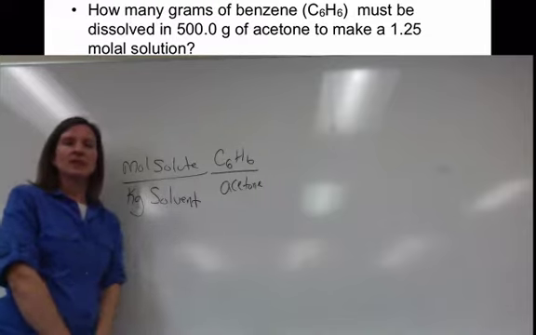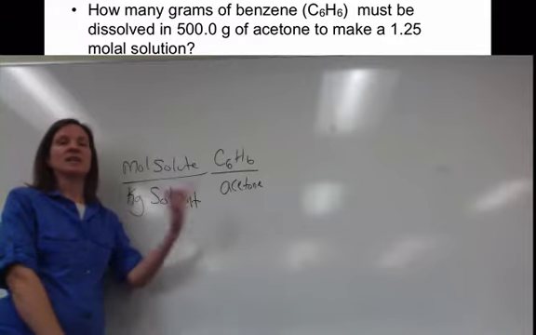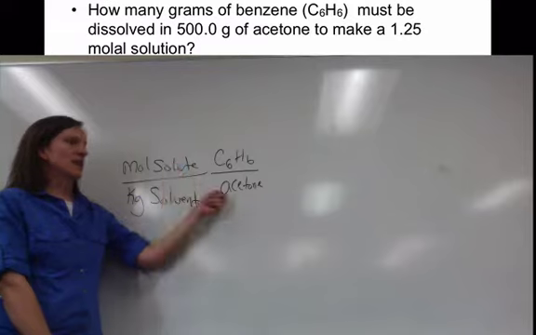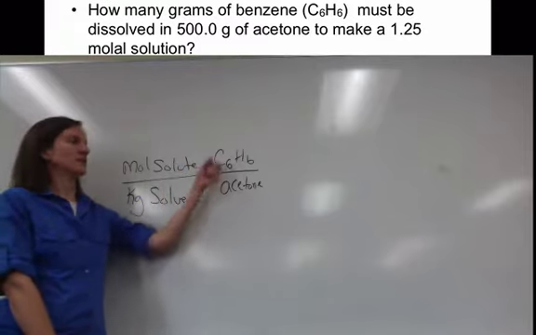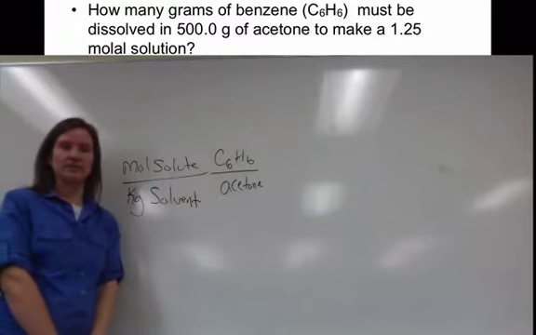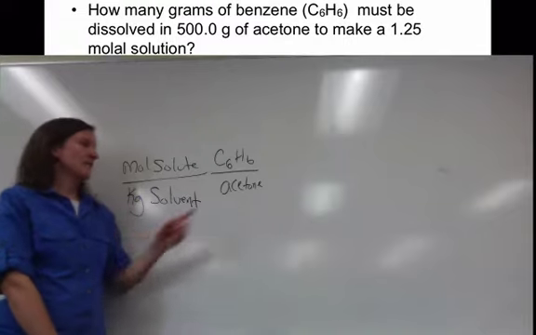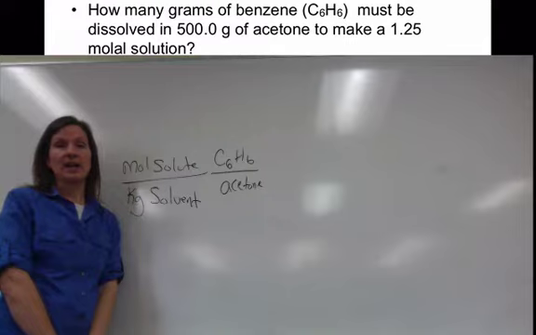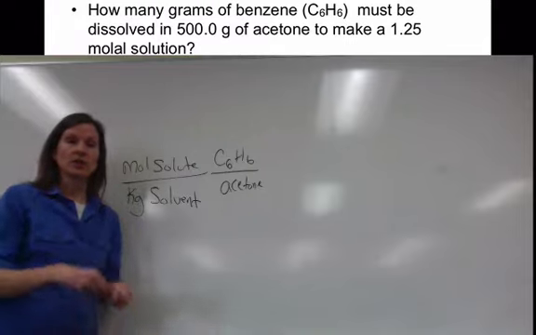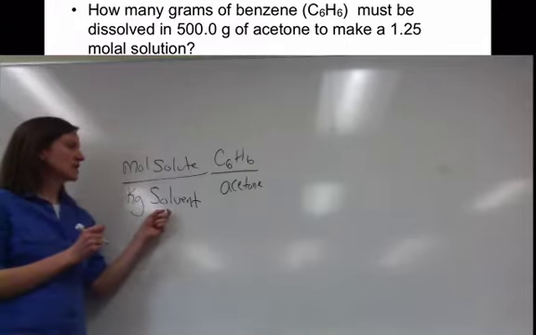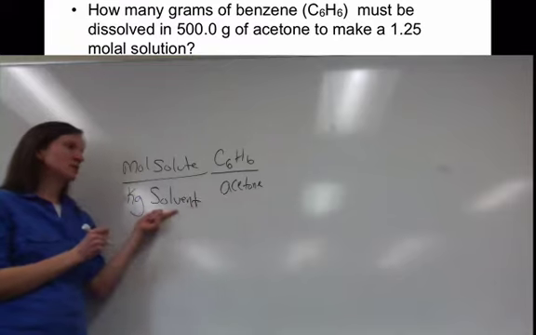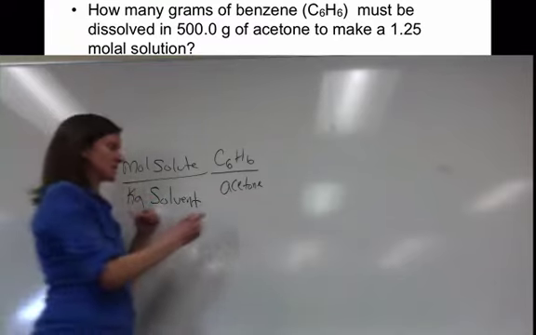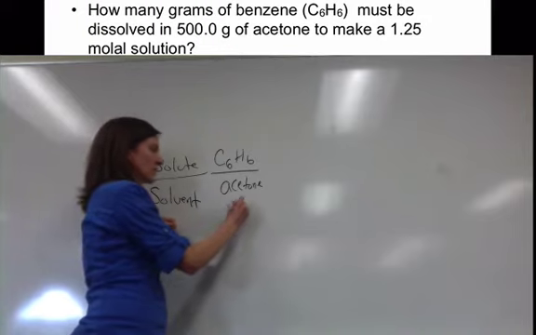When you read this problem, it says that benzene dissolves into acetone, which means benzene is my solute and acetone is my solvent, because benzene is dissolving into acetone. Okay, I have 500 grams of acetone, and then I'm also given the molality of this solution. So first of all, I've given acetone, and acetone needs to be in kilograms for me to use this relationship. So I'm going to make that 500 grams into kilograms first, which is 0.5.